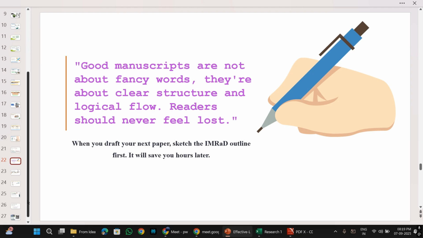The message is that good manuscripts are not about fancy words. They are about clear structure and logical flow. Readers should never feel lost. If you are using huge jargons that only your field understands, somebody else's field might not be able to understand those.